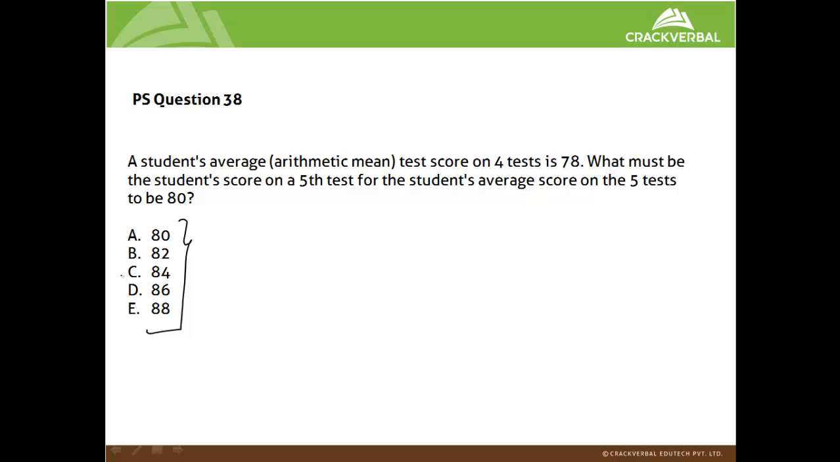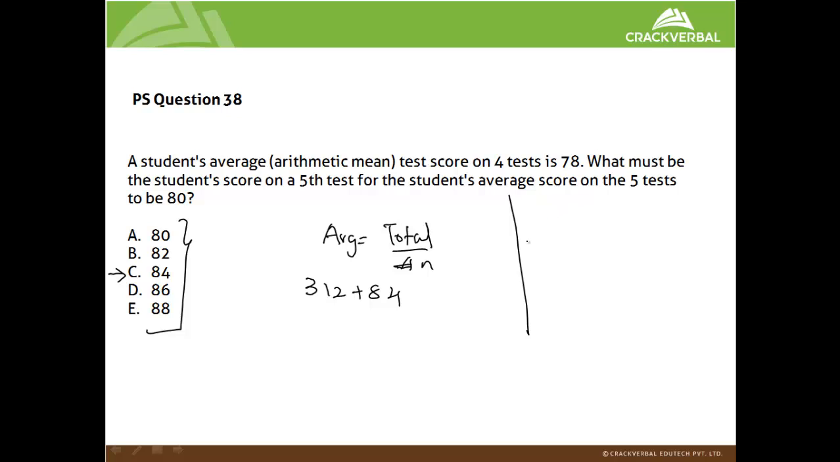In back solving, you will assume the 5th test score is 84. The 5th test score is 84, and you have already scored 78 average in the first 4 tests. As usual, the average definition is total divided by number of things. So the first 4 tests, 78 into 4, will get you 312, plus 84. But we need the average to be 80 after the 5 tests.